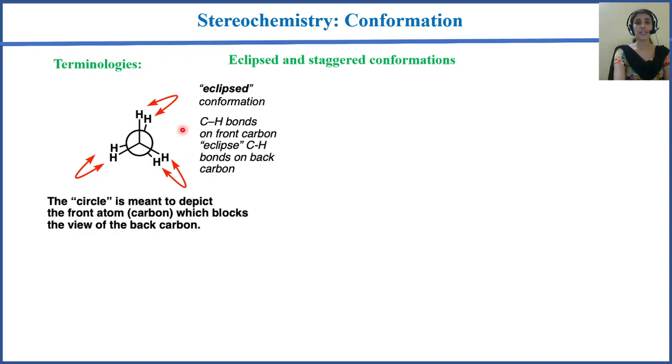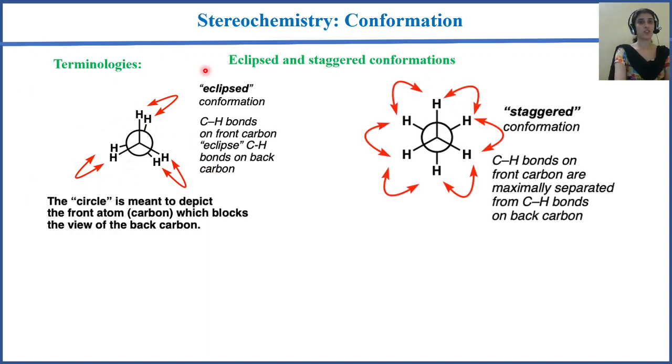Here CH bonds on the front carbon eclipse CH bonds on the back carbon. This circle is made to depict the front carbon atom, which blocks the view of the back carbon. So, this is the eclipsed conformation. Sorry, please rectify: this is the eclipsed conformation. Now, this is the staggered conformation.